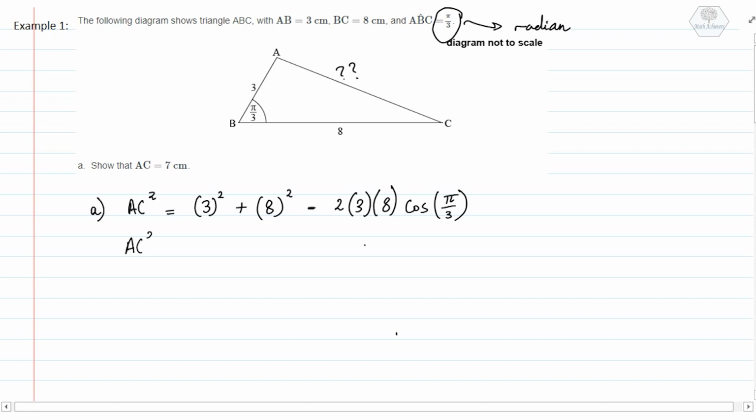AC squared is equal to 49. I have to take the square root of both sides, so AC is equal to 7. This is my answer. AC is equal to 7. This is part A of the question. Let's see part B.